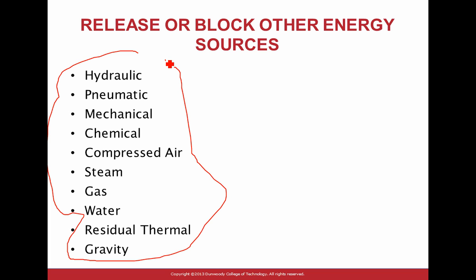So when you go to work on the machine, you have to ask yourself, am I done with the electrical part of it? Yep. Now, how about hydraulic, pneumatic, mechanical, chemical, compressed air? Steam, gas, water, residual thermal, gravity, things can fall. If you de-energize an object, some piece of equipment goes down to default. So, any comments, guys? Any questions about basically de-energizing, releasing the energy from all sources?